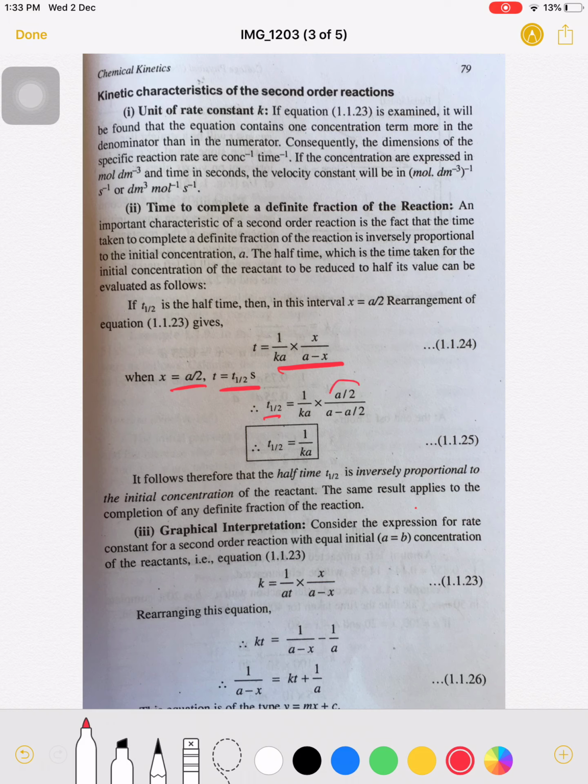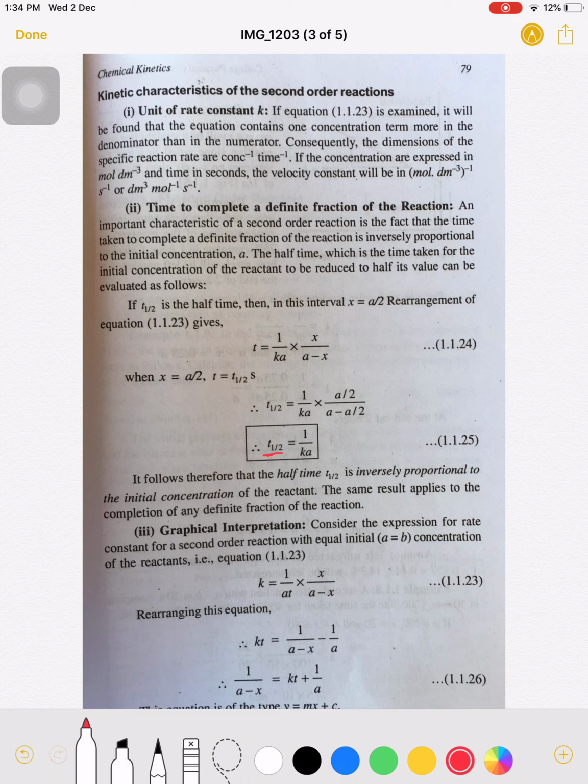The value of X is A by 2, and the value of A minus X is A minus A by 2. I will solve this here: A by 2 divided by A of A minus A by 2. So 2A minus A becomes A. Therefore A by 2 divided by A by 2, both of them get eliminated. The remaining value is T half is equal to 1 upon K into A. So the half time is inversely proportional to the initial concentration of the reactant.